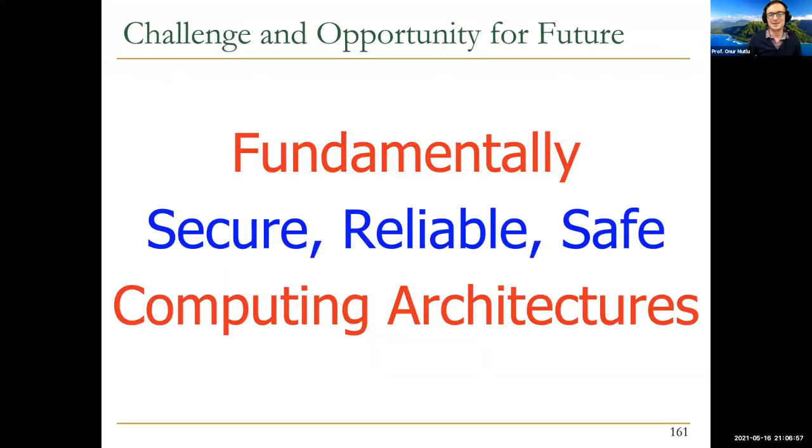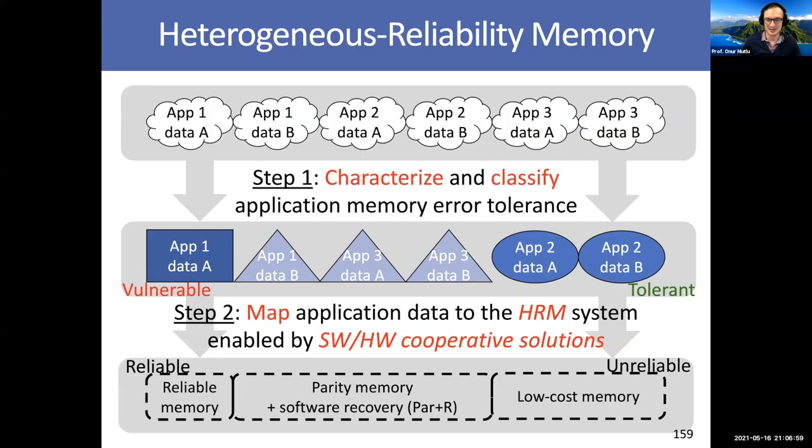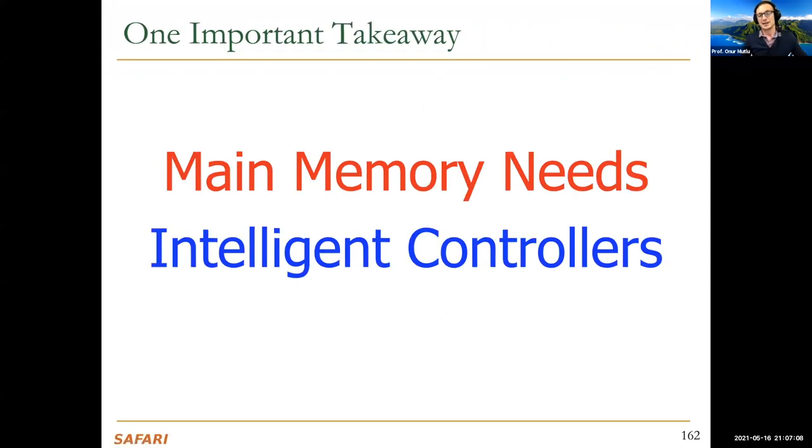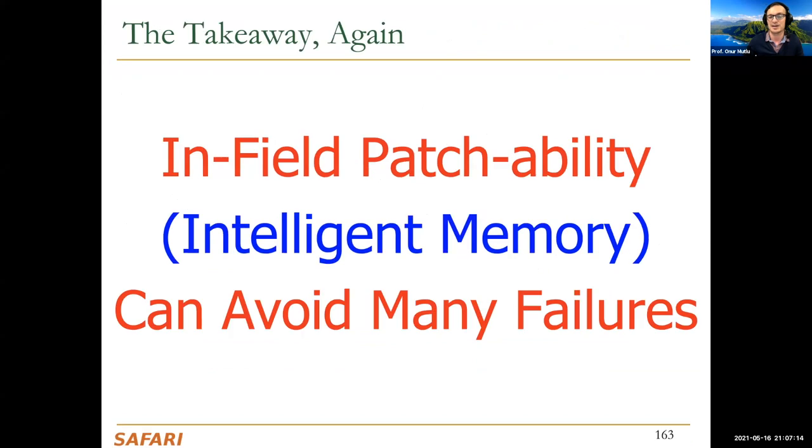But that brings me to the end of the first challenge, which is, sorry about that. How to design fundamentally secure, reliable, safe computing architectures. And I think this is a huge challenge and opportunity. And I think issues like Rowhammer and memory related issues require intelligent controllers to solve the problem that are controlled by higher level of software stack like algorithms. And I think in-field patchability comes with intelligent memory and that can avoid many failures.